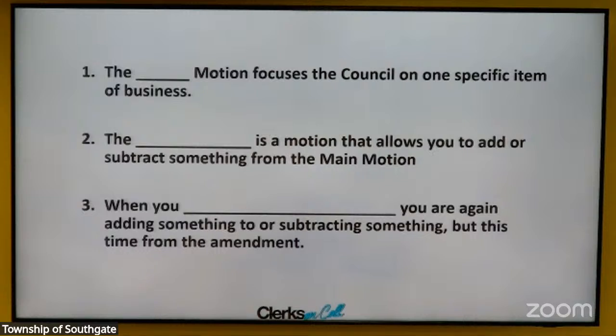So just a quick recap before we move on. The main motion focuses the council on one specific item of business. The amendment is the motion that allows you to add or subtract something to that main motion. And when you amend the amendment, you're again adding something to or subtracting something from, but this time only for the amendment.